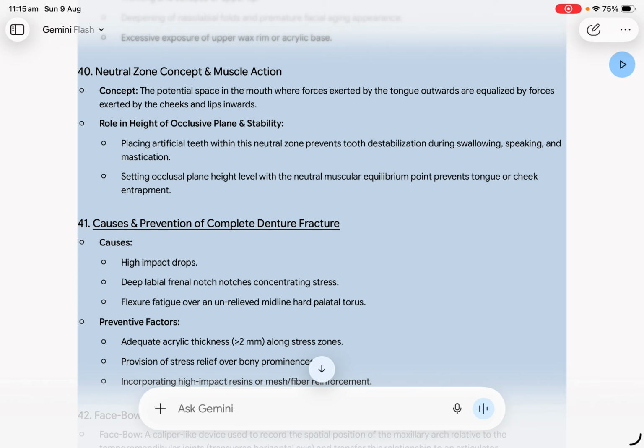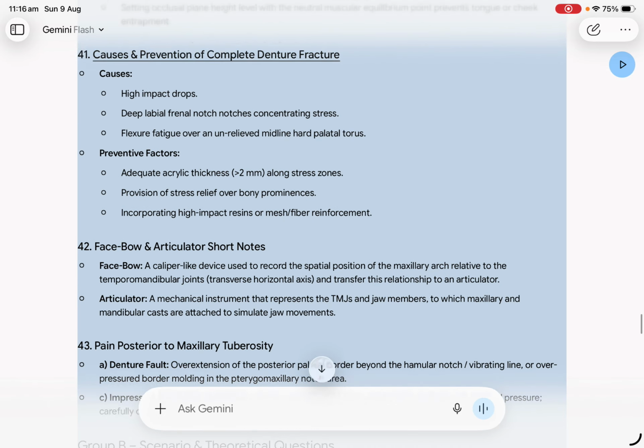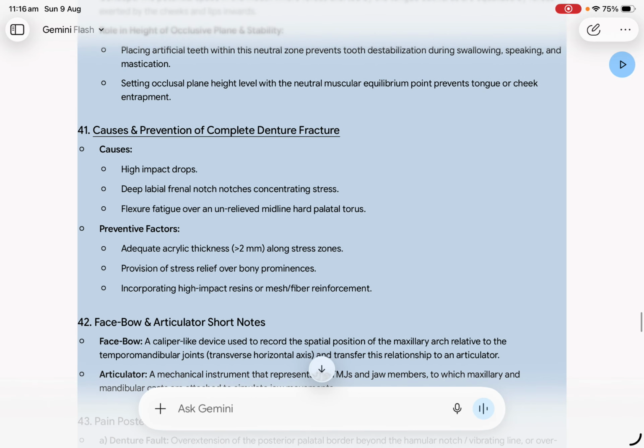41. Causes and prevention of complete denture fracture. Causes: high impact drops, deep labial frenal notches concentrating stress, flexure fatigue over an unrelieved midline hard palatal torus. Preventive factors: adequate acrylic thickness, 2 mm, along stress zones, provision of stress relief over bony prominences, incorporating high impact resins or mesh fiber reinforcement.